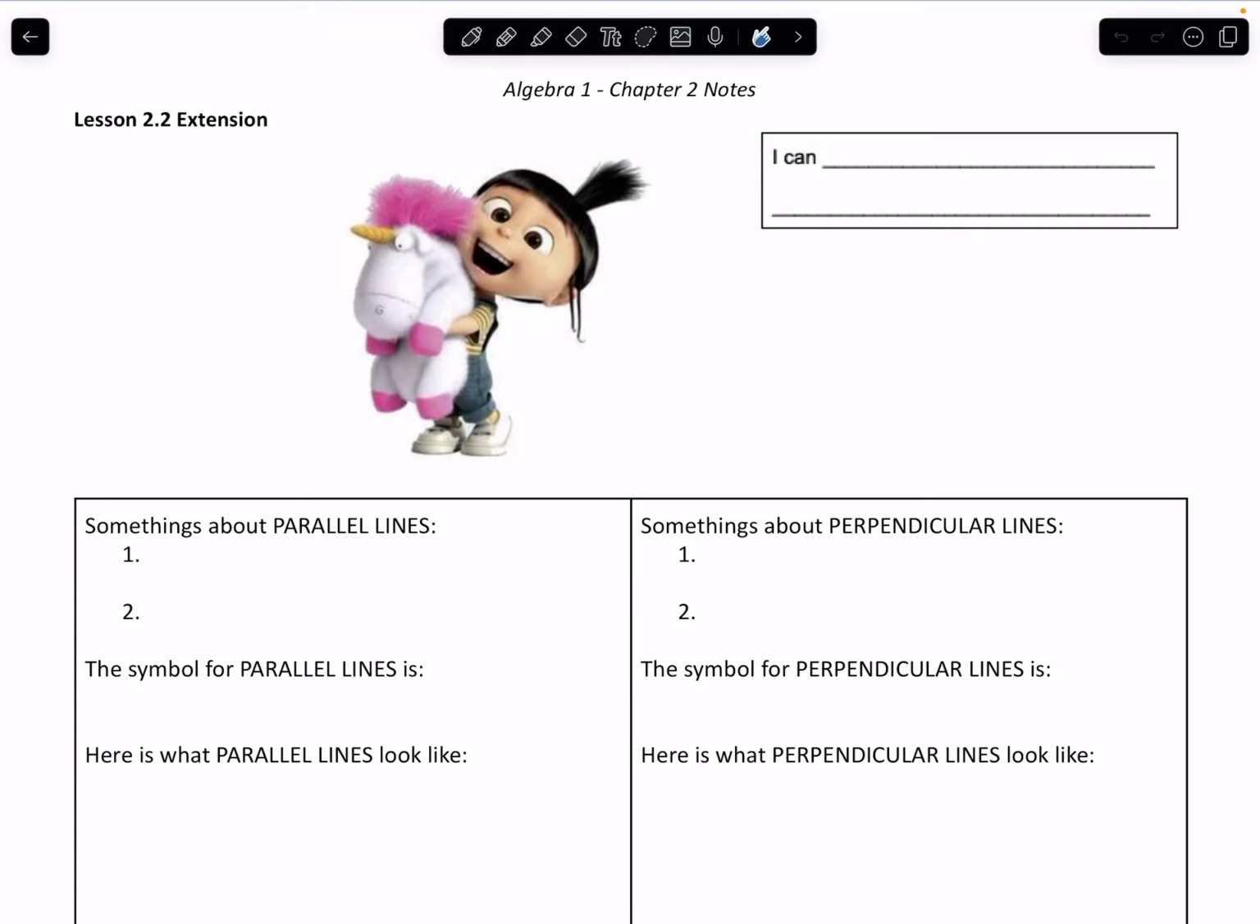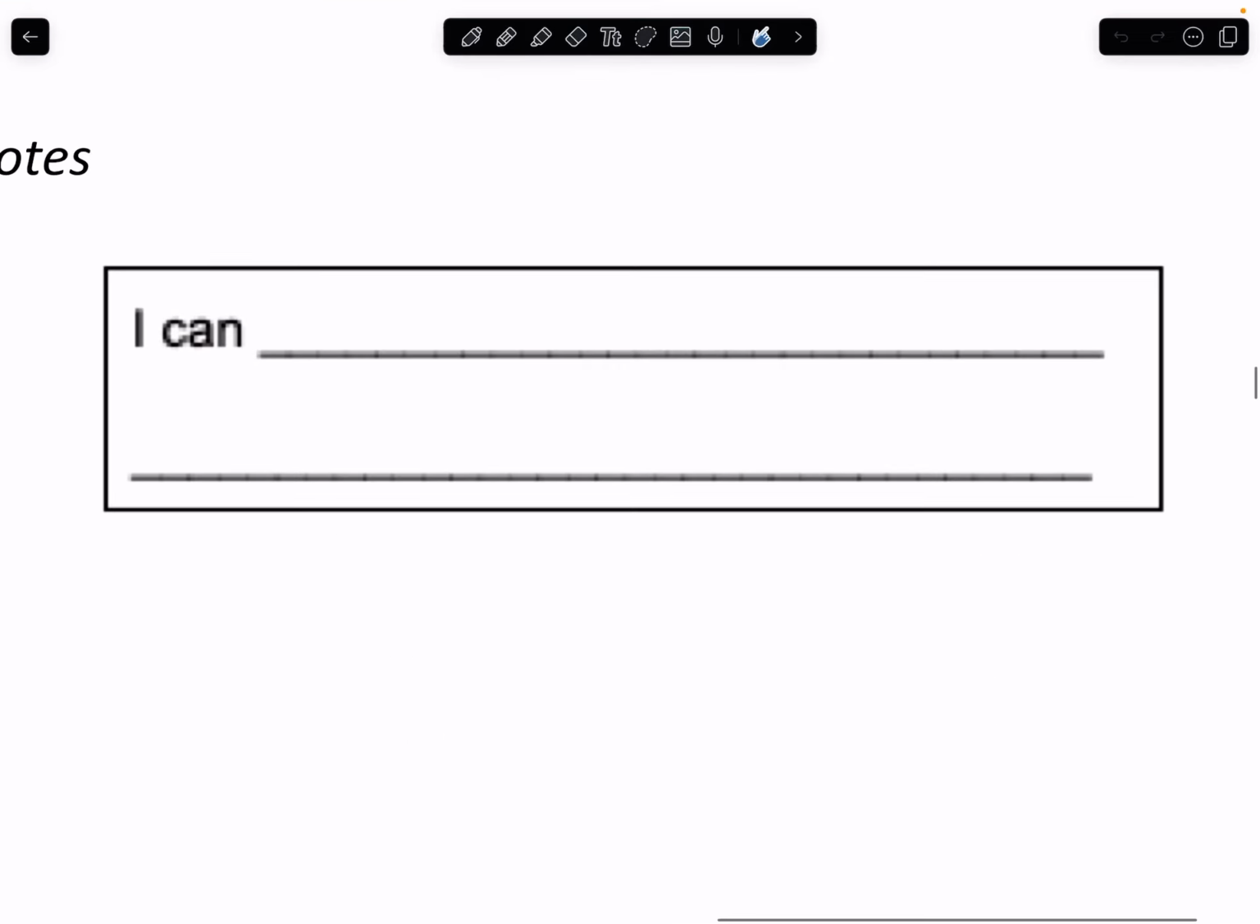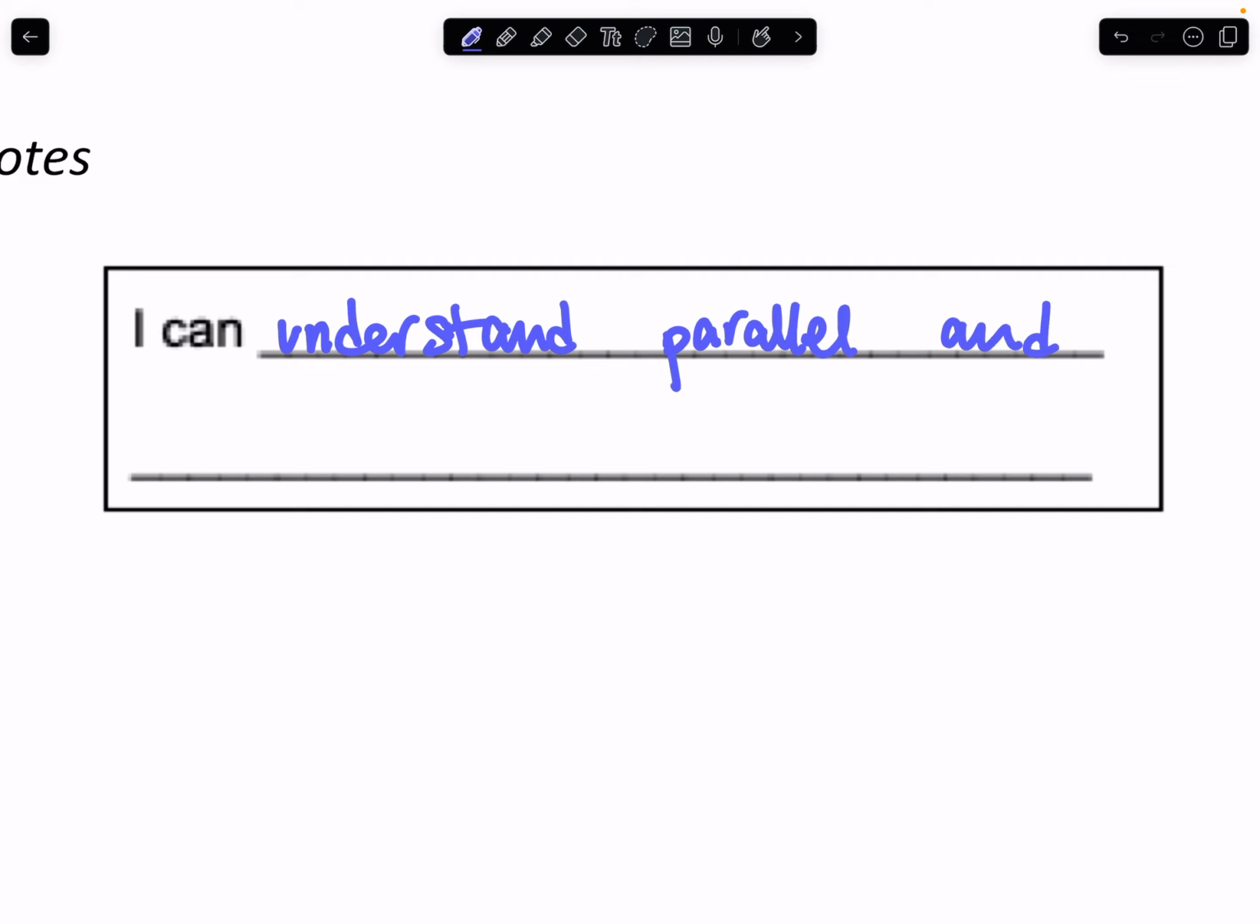Hello, in this lesson we will talk about parallel and perpendicular lines. So this objective is to understand parallel and perpendicular lines.